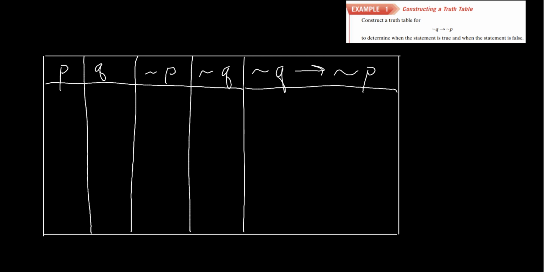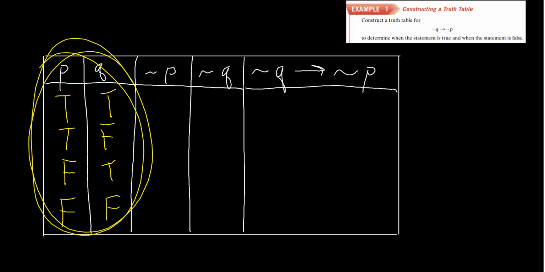Anyways, so we have P, Q, and we're also going to need a not P and a not Q. And then our statement is simply not Q implies not P. The way we set up the truth table, we always start with this: true, true, false, false, and then true, false, true, false. This is how you start off every single truth table with two statements.